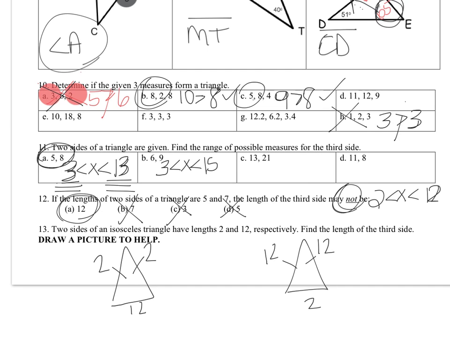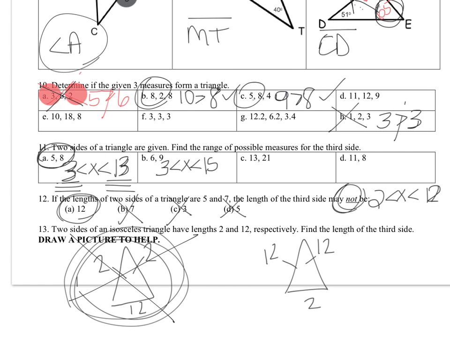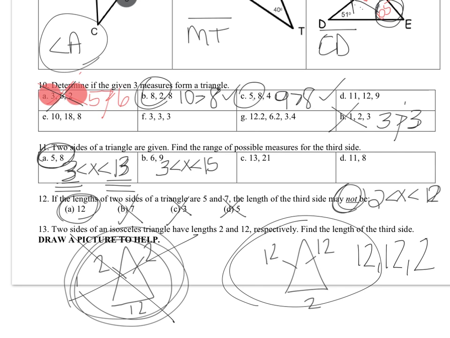Well, notice if I look at this triangle right here, my two smaller sides, which are 2 and 2, 2 plus 2 is 4. Is 4 greater than my third side? Nope. So this one does not work. So this would have to be the triangle that would work. 12, 12, and 2. Okay, so I hope everybody is okay.